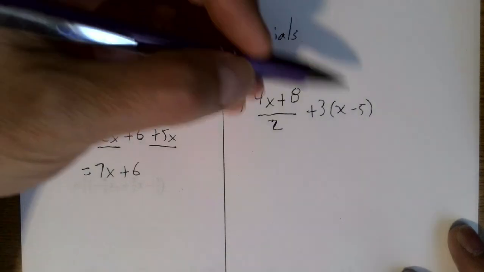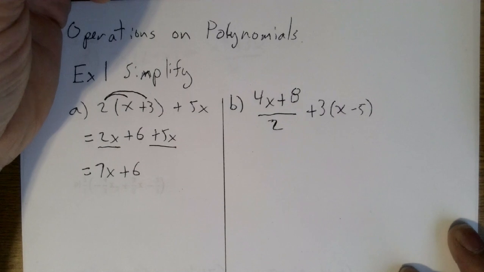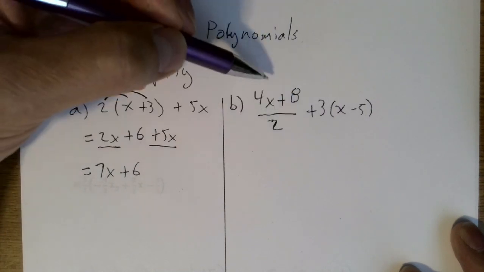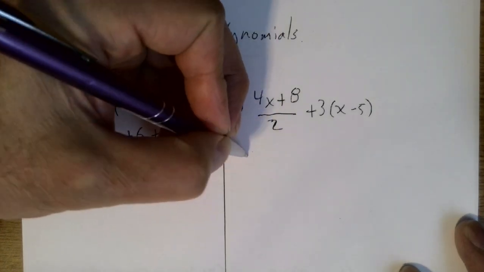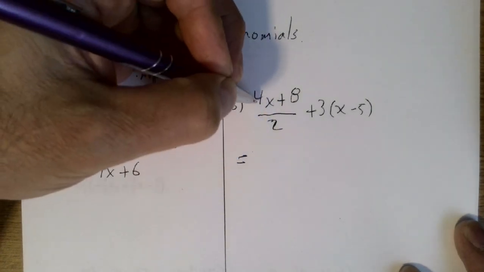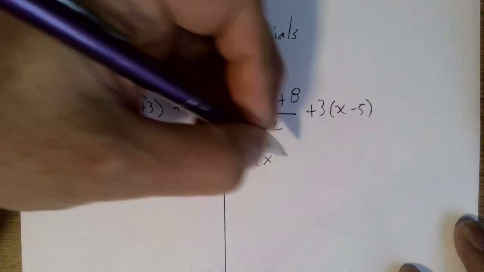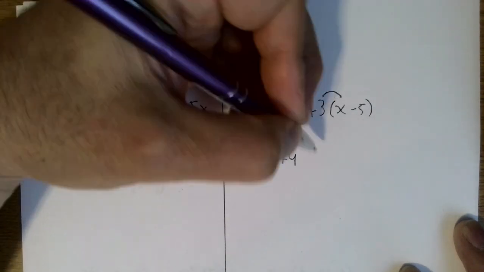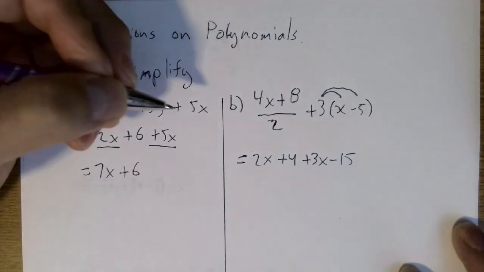Again, inside these brackets, there's nothing we can do. So we'll look to multiply and divide, and we might as well do our division here and our multiplication here at the same time. So I've got 4x divided by 2 is 2x. 8 divided by 2 is 4. Here I've got 3 times x is 3x. And 3 times negative 5 is minus 15.